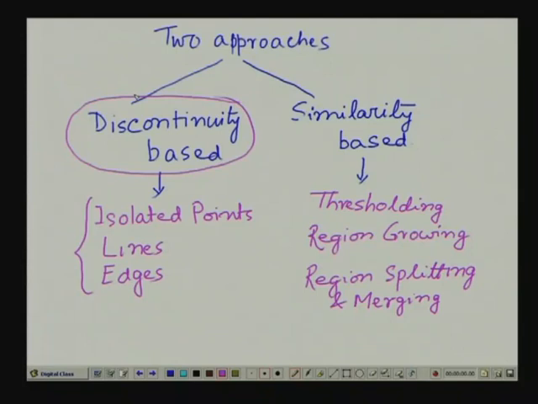So, these are the different segmentation approaches that we can have, and in today's discussion and in subsequent discussions we will try to see details of these different techniques. So, first we will start our discussion on this discontinuity based image segmentation approach. As we have already said, in discontinuity based image segmentation approach, our interest is mainly to identify the points, isolated points, or we want to identify the edges present in the image, or we try to identify the lines present in the image.